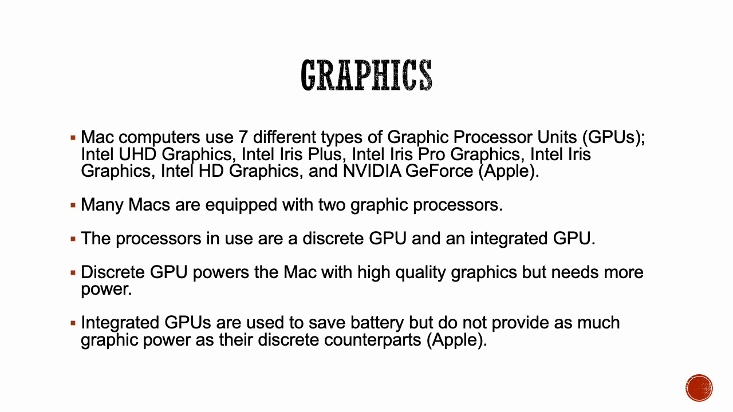Most MacBooks are equipped with 2 graphic processors. One of them would be a discrete GPU, and the other one would be an integrated GPU. The discrete GPU is usually more powerful, and this would use more of the battery or of the power source, and this gives higher quality graphics than the integrated GPU. The integrated GPU is simply used to save battery, but at the same time, it does not give as much quality as the discrete GPU.